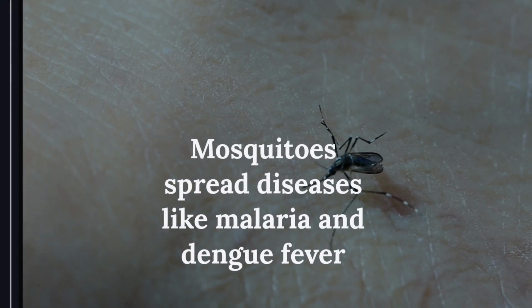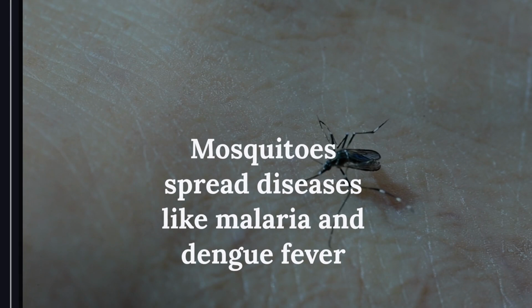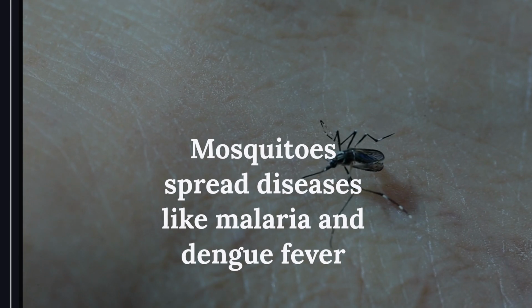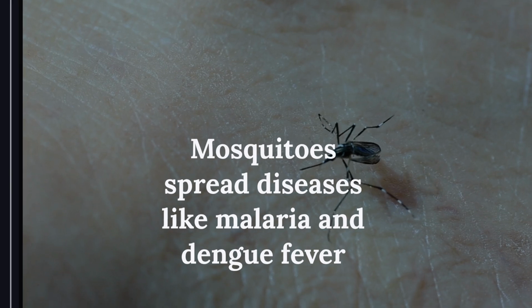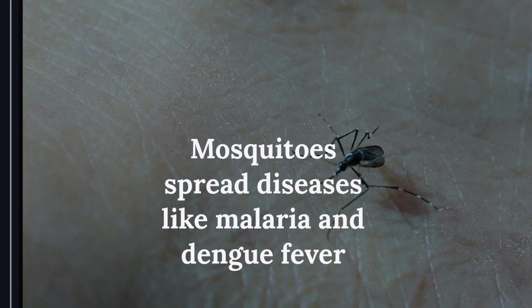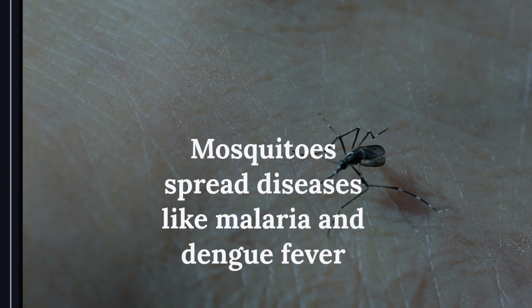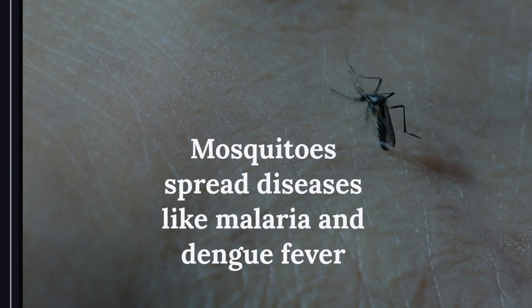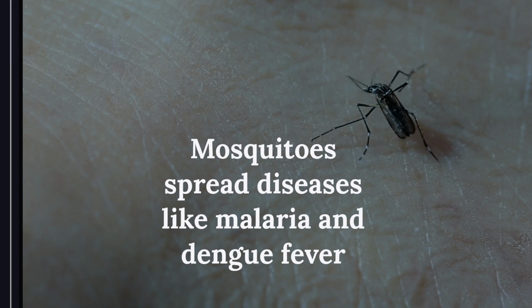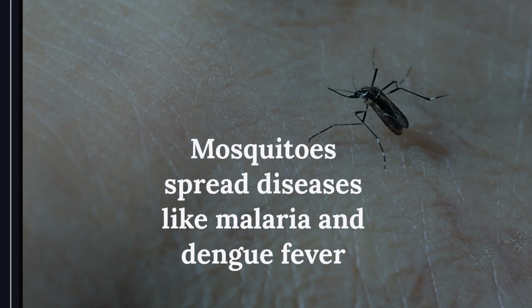Mosquitoes are crucial vectors in disease transmission. They ingest pathogens when feeding on infected hosts. Pathogens develop inside mosquitoes before being transmitted. Diseases like malaria and dengue fever spread this way. Their specialized mouthparts aid in efficient transmission.